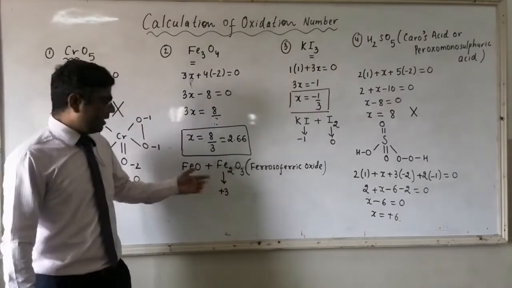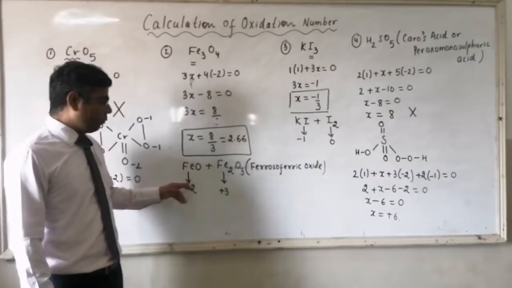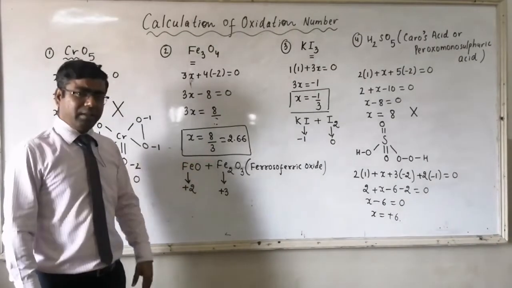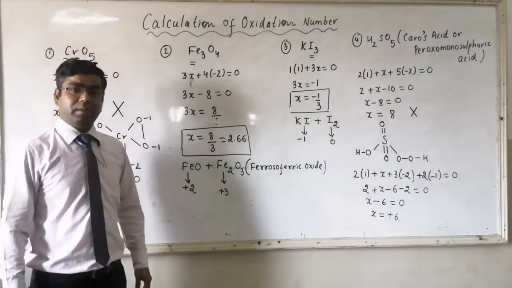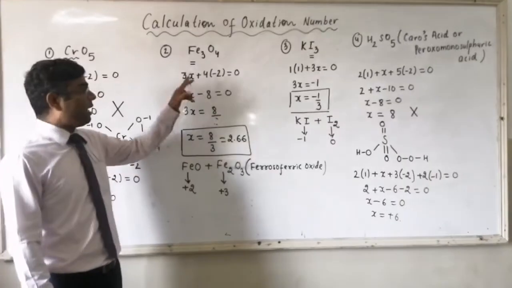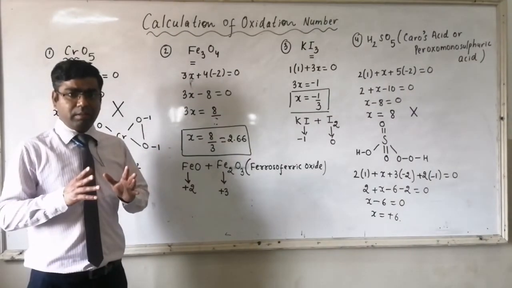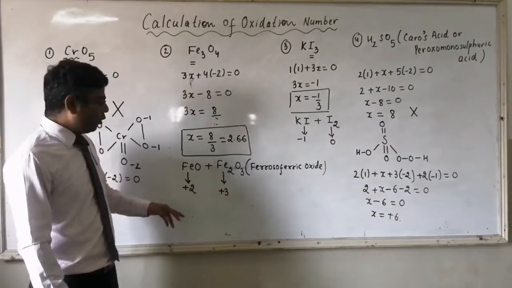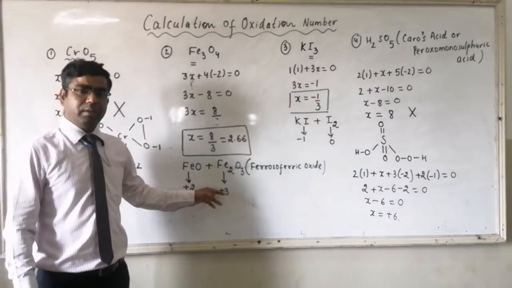So when ferrous oxide is there, Fe will exhibit an OS of +2, and when ferric oxide is there, it is +3. So this one is the average oxidation state of Fe in Fe3O4. But the real values are +2 and +3.